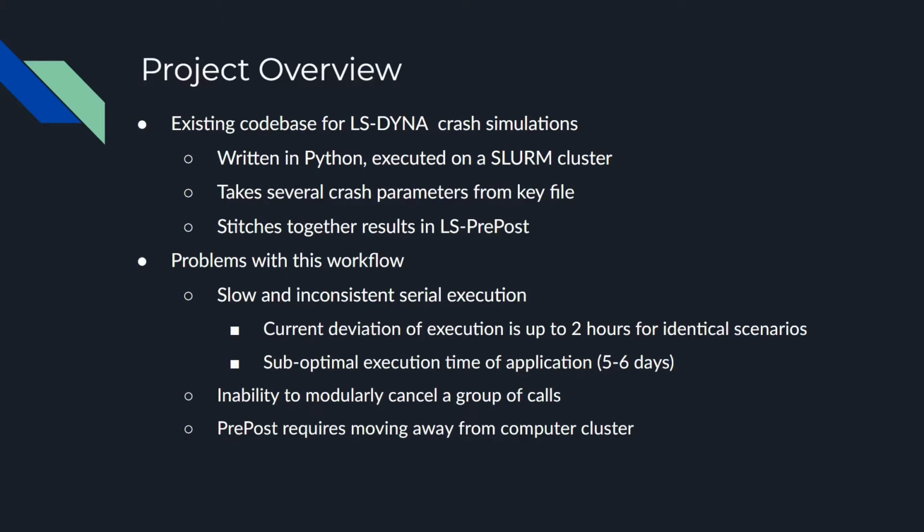Being in 625, I'm sure we all know what Slurm is and how allocation for various nodes will work. It takes several crash parameters from a key file that the user can change for all the different types of iterations that we might need for trucks, barricades, as well as angles of attack, and so forth. It stitches together results in LS-PrePost, which takes all the parameters and the 3D rendering and puts it into its own software to establish the crash scenario.